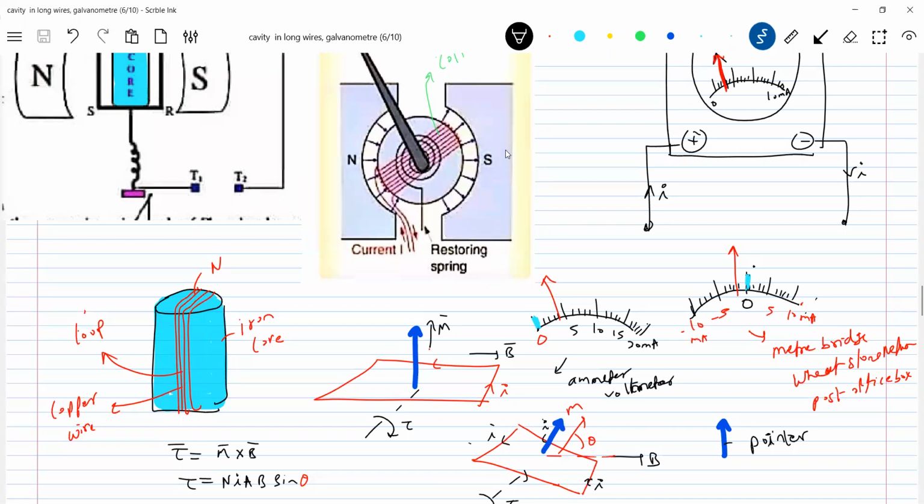Then where is the question of measuring it? So what sort of mechanism do we need? We have to measure, no? We need to be able to analyze. So we need a mechanism that measures: if I pass a current of 1 milliampere, the pointer should be at 1 milliampere.